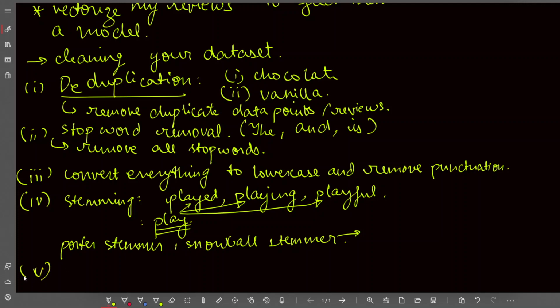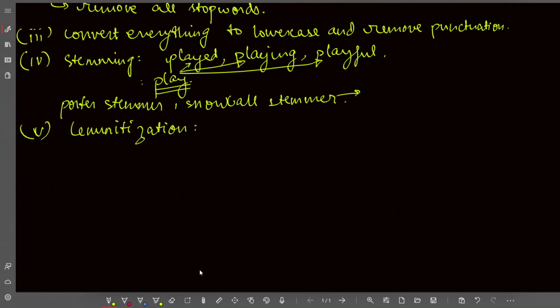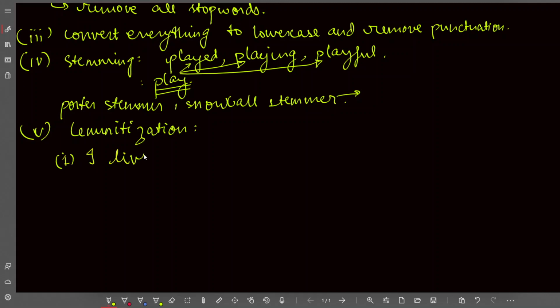The fifth part to cleaning your data set is something called lemmatization, right? So what is lemmatization? Well, let's take for example the sentence. The sentence goes like, I live in New York.